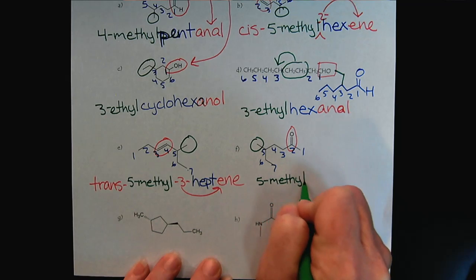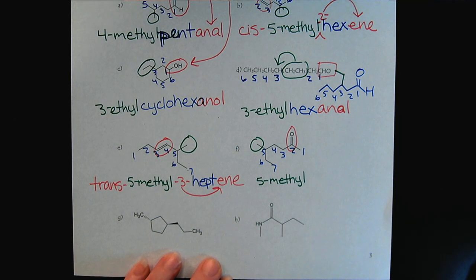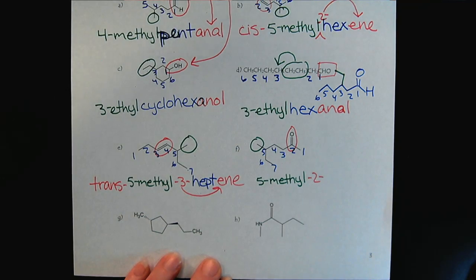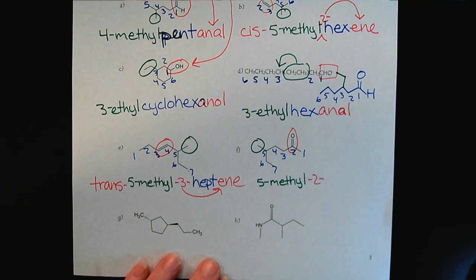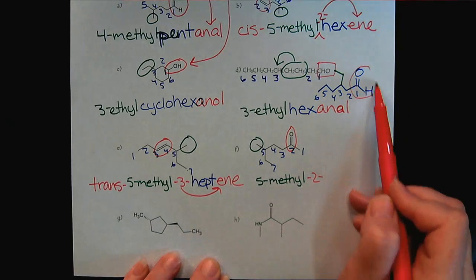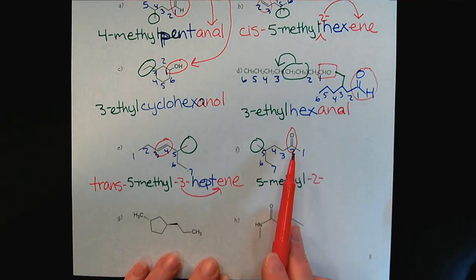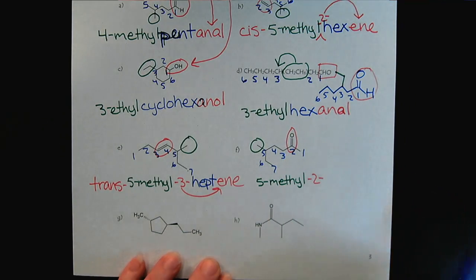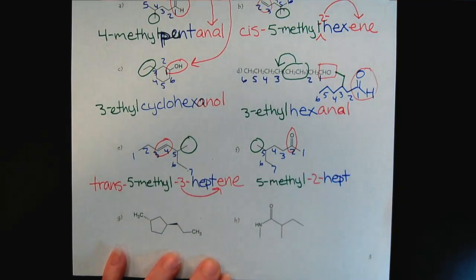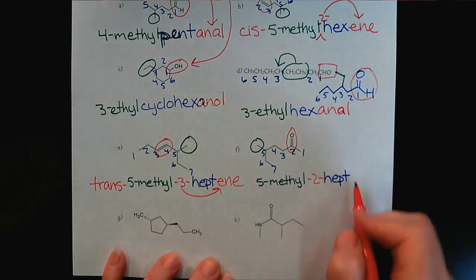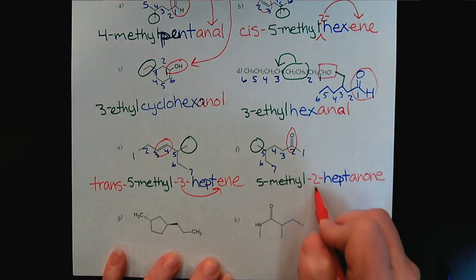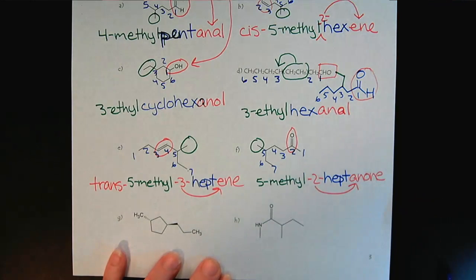So 5-methyl, and now we need to tell everybody where the ketone is, so we put in a locator. For example, aldehydes have to be at the end of the chain, but ketones can be in the middle of the chain, so we have to tell everybody. It's a 7-carbon chain, so there's the hept, and now we bring in the suffix, telling everybody where the carbonyl group is.